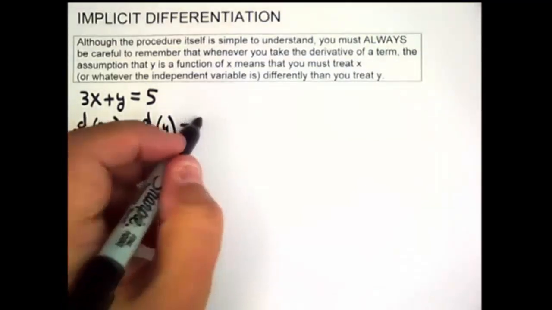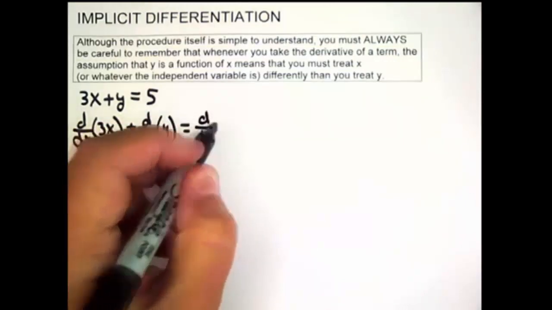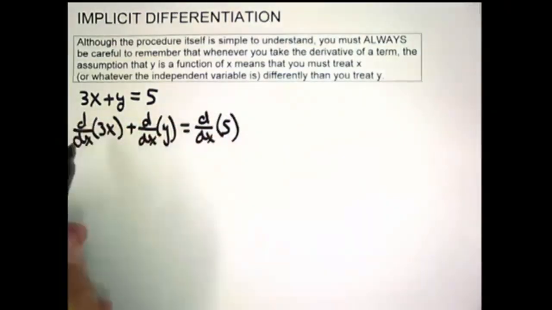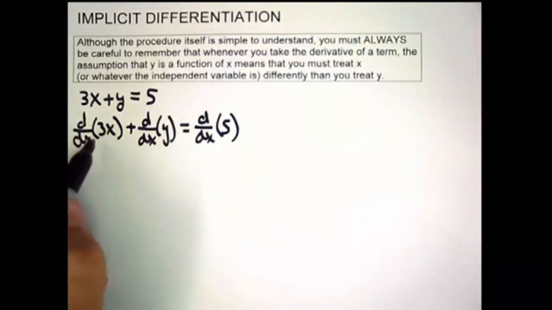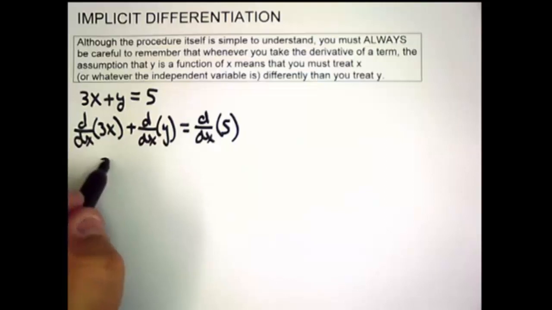On both sides of the equation. Now I'm writing it out formally just sort of for emphasis. When you're doing this yourself, you may not even write down that particular step, but it does emphasize what I'm doing. Okay, the derivative of 3x is 3.